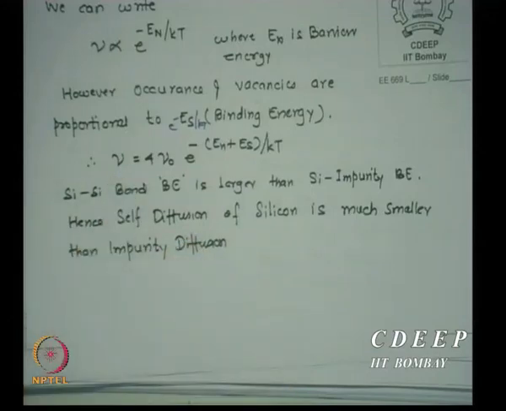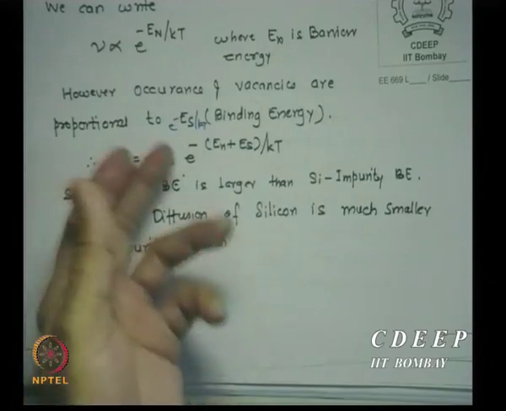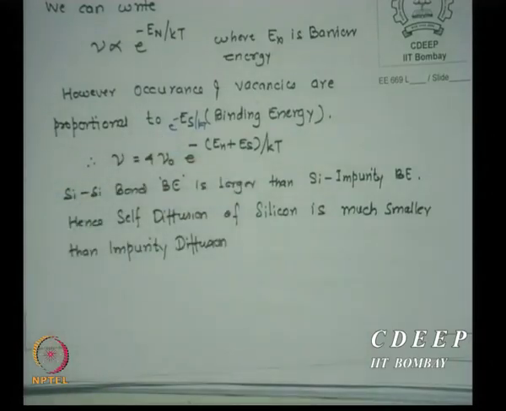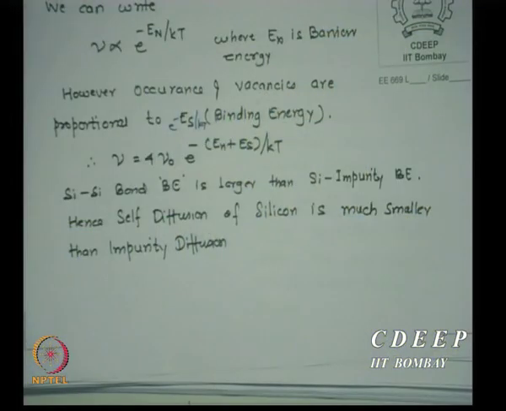Based on a similar analysis, one can write nu as 4 nu 0 e to the power minus (En plus Es) by kT, where Es is the binding energy and En is the vacancy creation energy. Is that okay? I just said, to create a vacancy, I need En energy. To move it, I need a barrier to cross, which is Es. Now, the silicon-silicon binding energy is larger than the silicon-impurity bond energy. Is that clear?